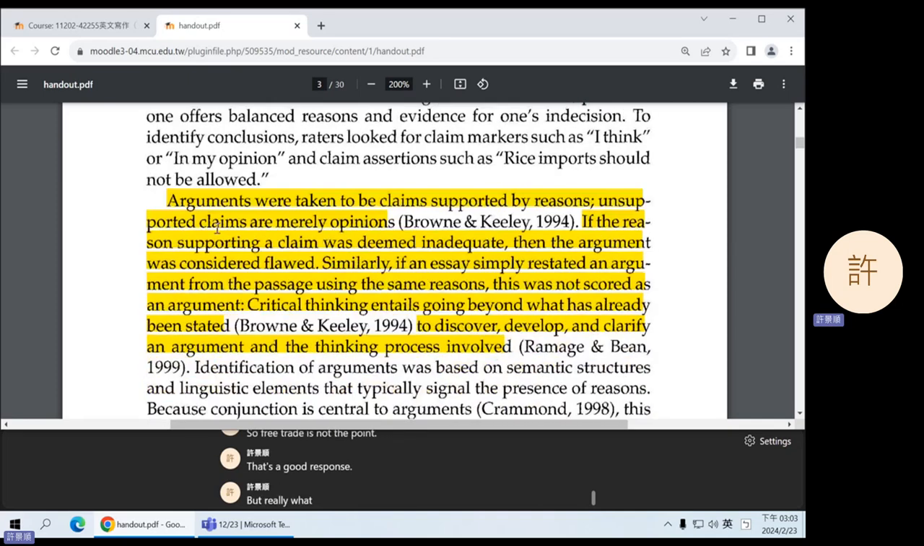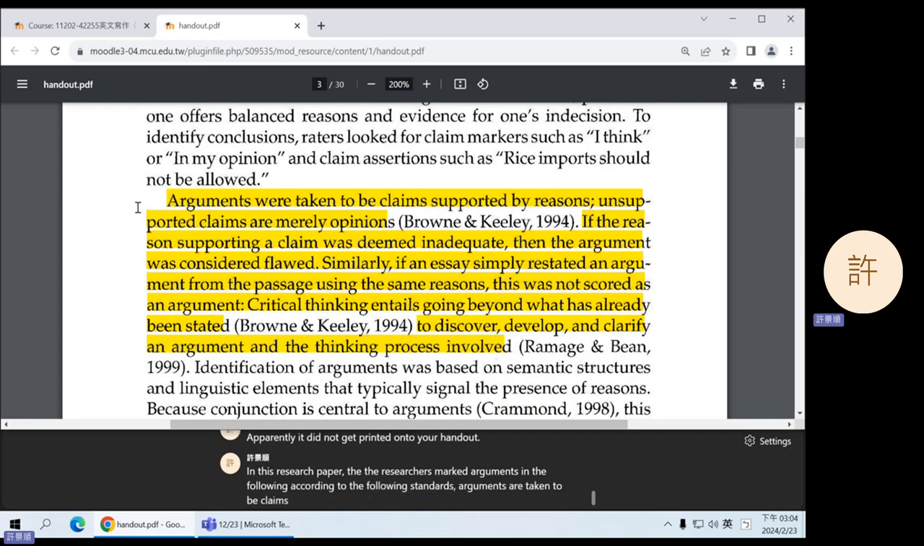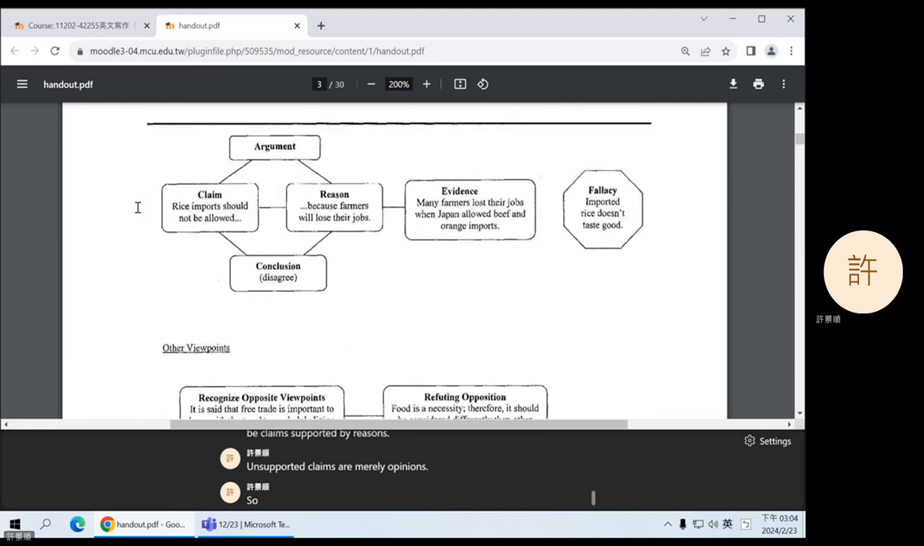But really what I want you to focus on is here. Apparently it did not get printed onto your handout. In this research paper, the researchers marked arguments according to the following standards. Arguments are taken to be claims supported by reasons. Unsupported claims are merely opinions. So here, if a claim has a reason, that's an argument. If there's only a claim, that's not an argument, that's an opinion. This is a 个人见解.